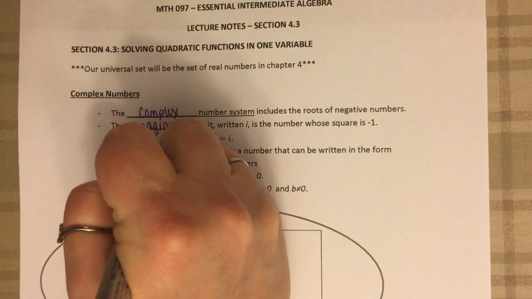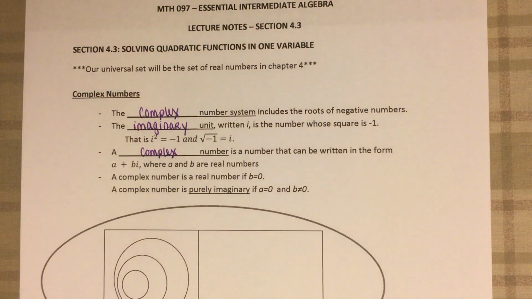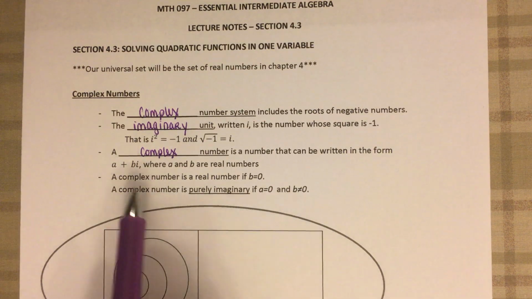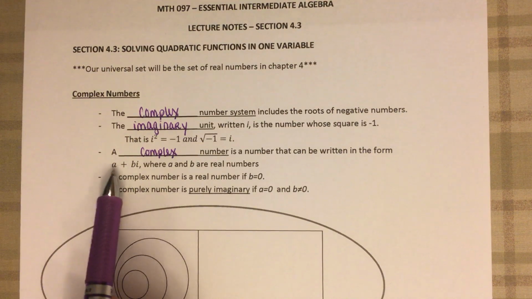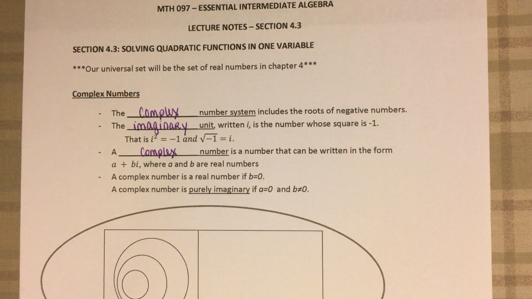A complex number can be written in the form a plus bi, where a and b are real numbers. If we don't have a second portion here, we actually have a real number, if we just have an a. If we don't have an a, then we have a purely imaginary number, if we just have a b part.